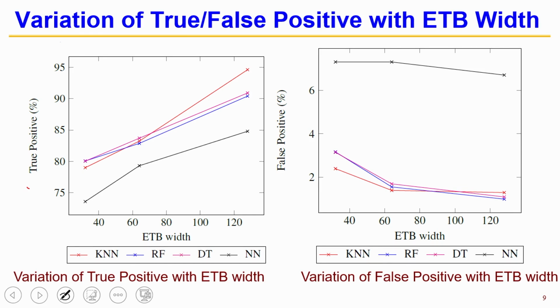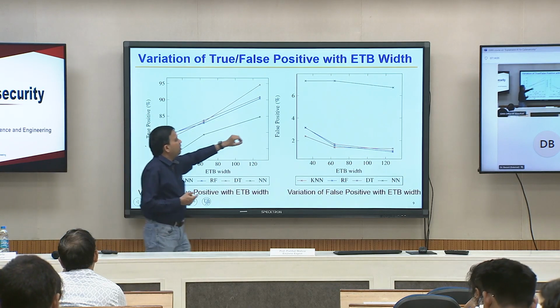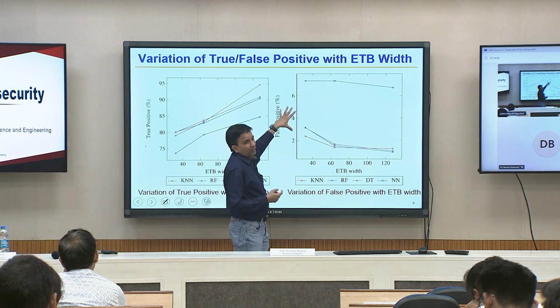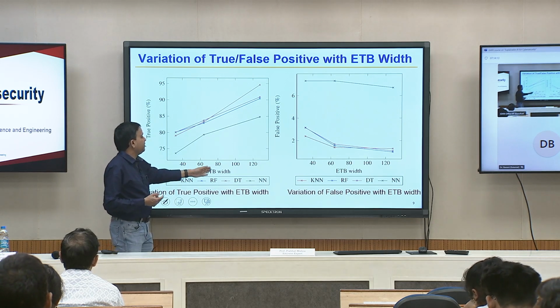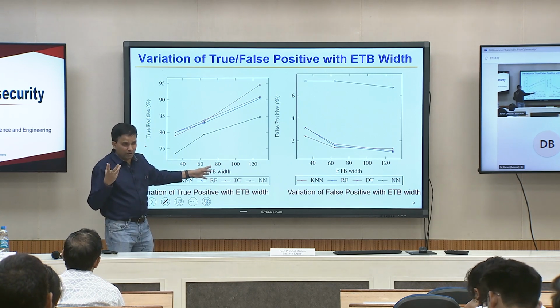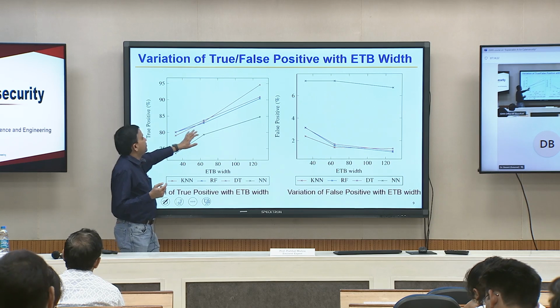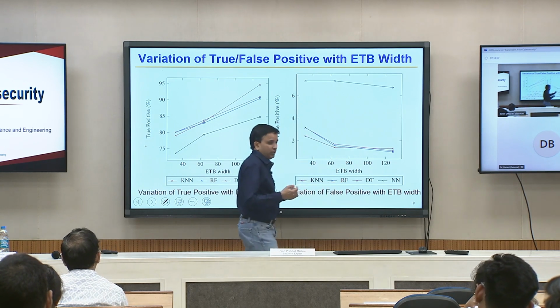So, true positive and false positive, as the name suggests, if during detection it detected a... so positive in this example would be a benign program. If it detected somebody as benign, it is truly benign, or it detected somebody as benign, it is actually a malware, it made a mistake. And this diagram is showing, if you increase the ETB width, embedded trace buffer width, basically more signals you are tracing per clock cycle, then your true positive goes up, and of course naturally your false positive will go down. That is one issue, that is expected.